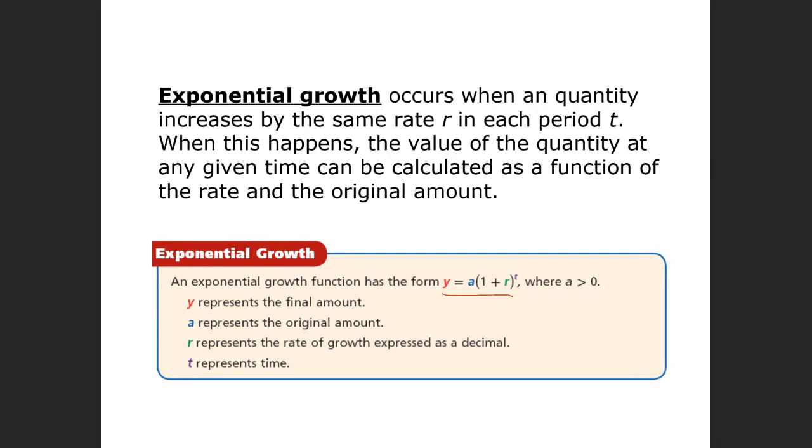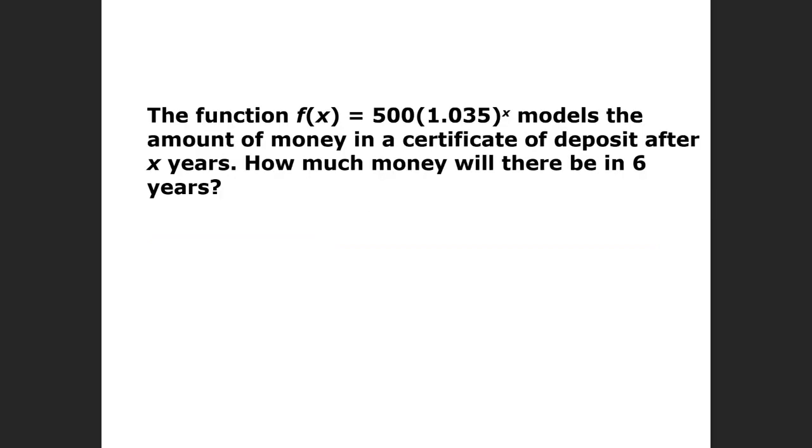Y is equal to a times (1 plus r) to the t power. Now, why is it 1 plus? Because remember, we said that when it's exponential growth, it's always going to be greater than 1. So 1 plus the rate is always going to give you a value greater than 1. So let's try and come up with an equation.